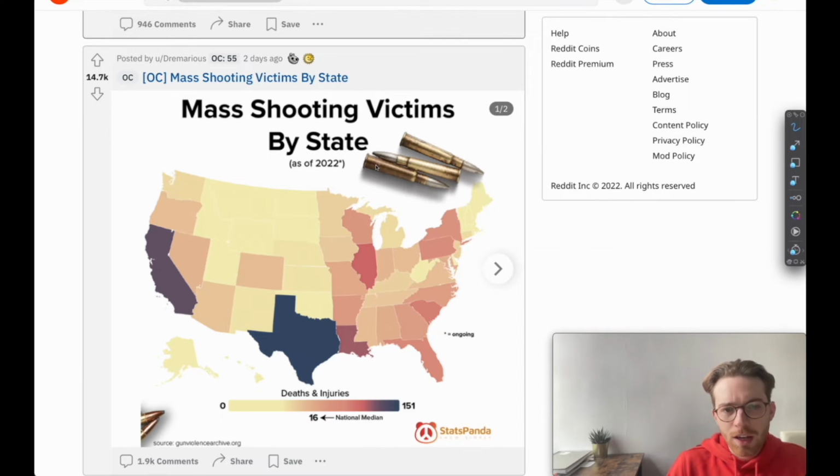Okay, so here we have a chart by Stats Panda showing mass shooting victims by state. I mean, look, this is a pretty simple chart. It's quite easy to understand what's going on. You have Texas here with the highest number of mass shootings, followed by California, and then some of these states over here. Things I like about this chart, the title is very, very clear.